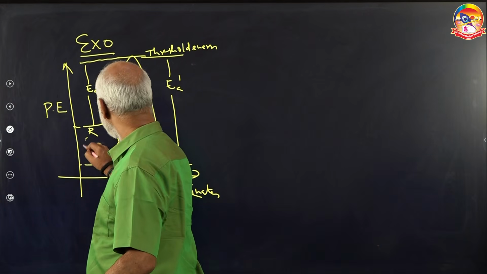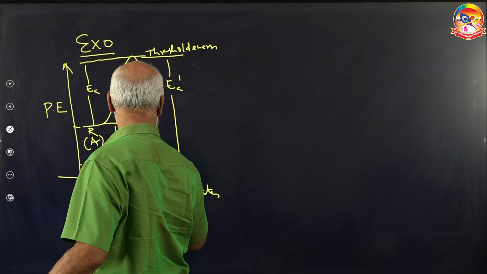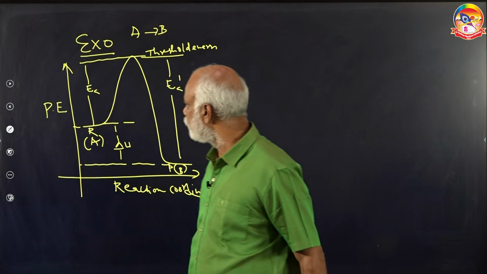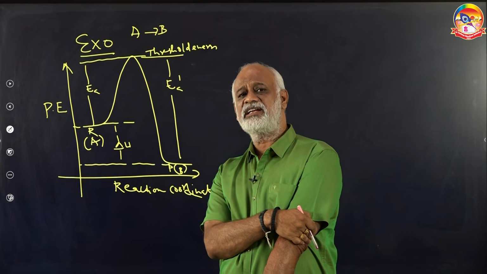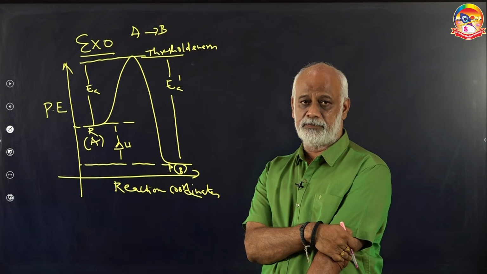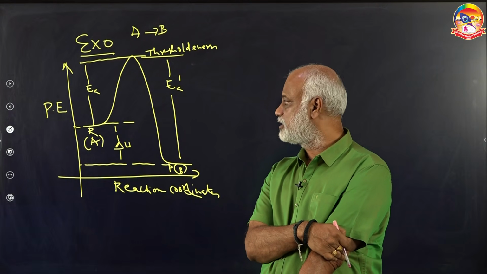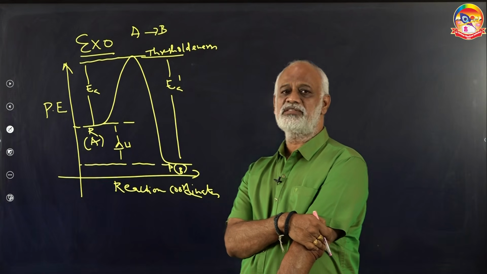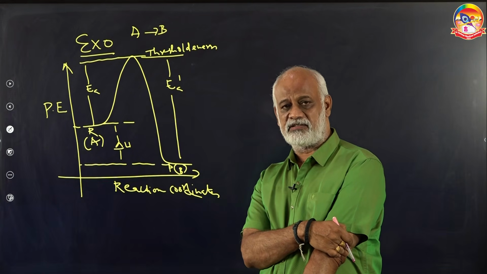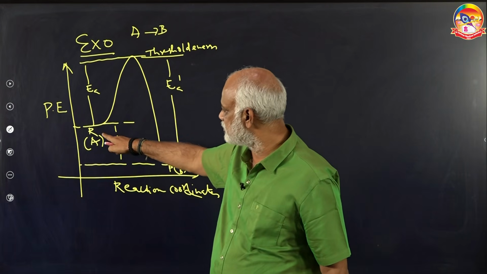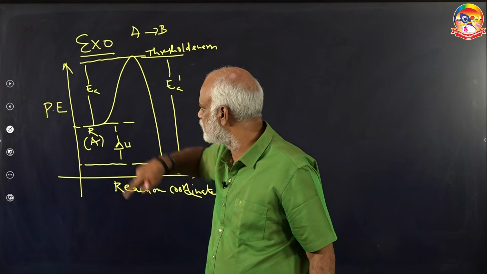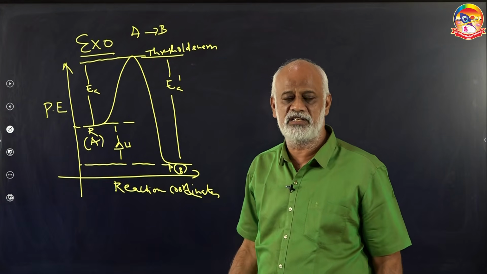Suppose this reactant I am taking as A and this product I am taking as B, let us say the reaction from A to B. What is the activation energy for the reaction A to B? What does it mean? It means that what is the energy of the reactant A and what is the threshold energy? The difference in the energy is nothing but called activation energy. EA is the extra energy that it must gain.